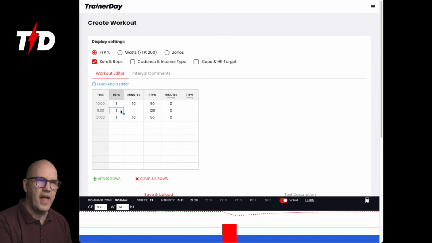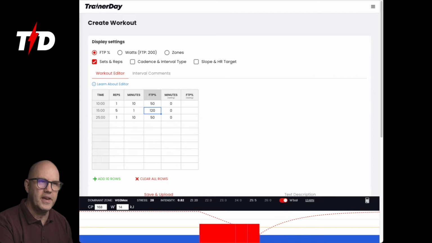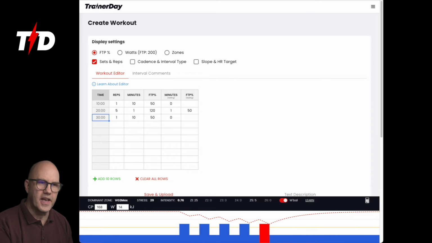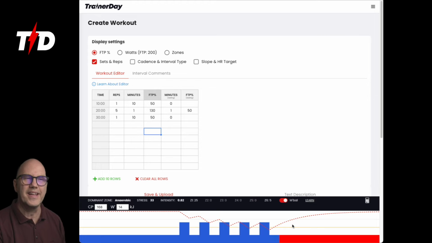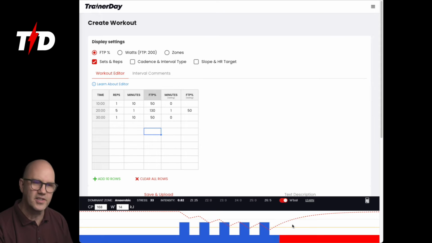So now let's do 5 intervals of 1 minute each at 120%, and then 1 minute at 50%. You can see it goes down, it recovers, goes down, recovers. Let's change this to 130%. As this dotted line goes down and starts getting below this line, and especially as it gets close to the bottom, it gets really hard. It feels like I just can't do any more.